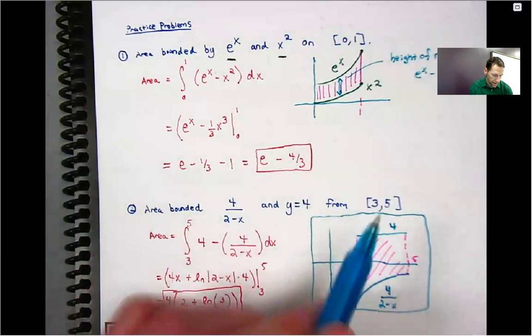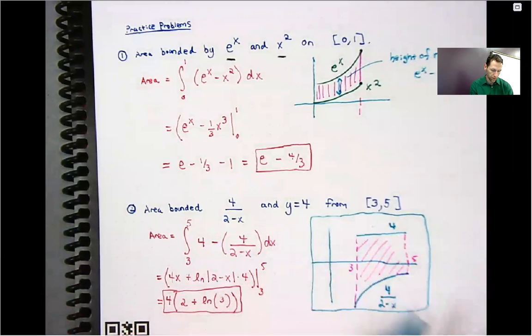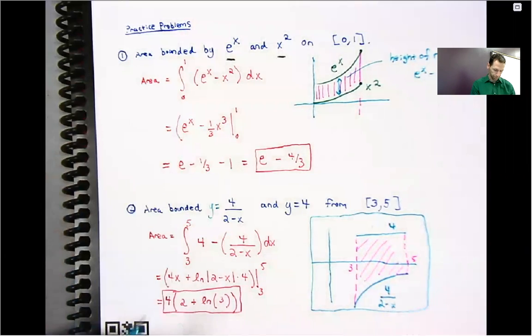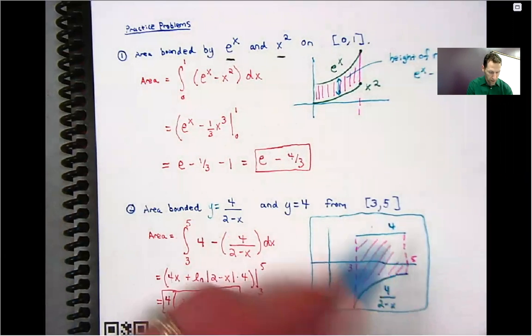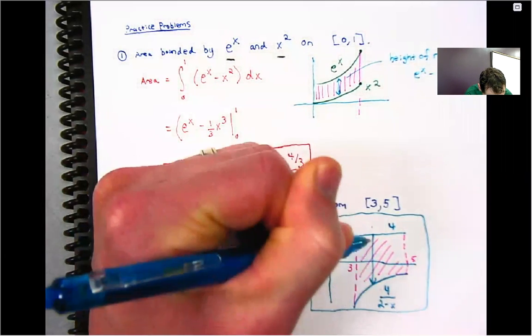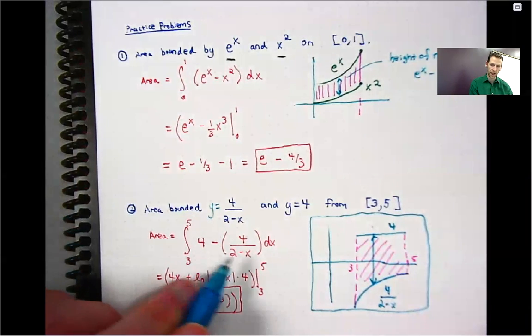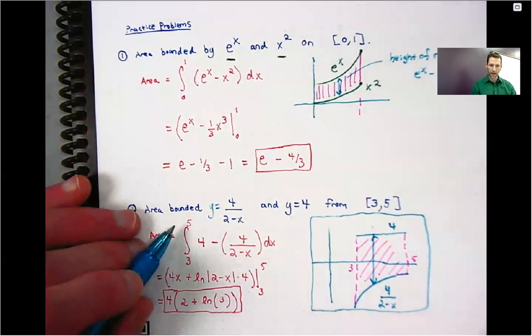And so we're finding the area bounded by this function, my y = 4, from 3 to 5. Now I didn't say y equals, I'll put that in there to make it explicit. But the graph of 4 over 2 minus x is this little curve right there, and y = 4. And so my rectangles go from top to bottom. So 4 minus that expression would be the height of the rectangles, and that's what I have in the integrand of my integral, integrating from 3 to 5.